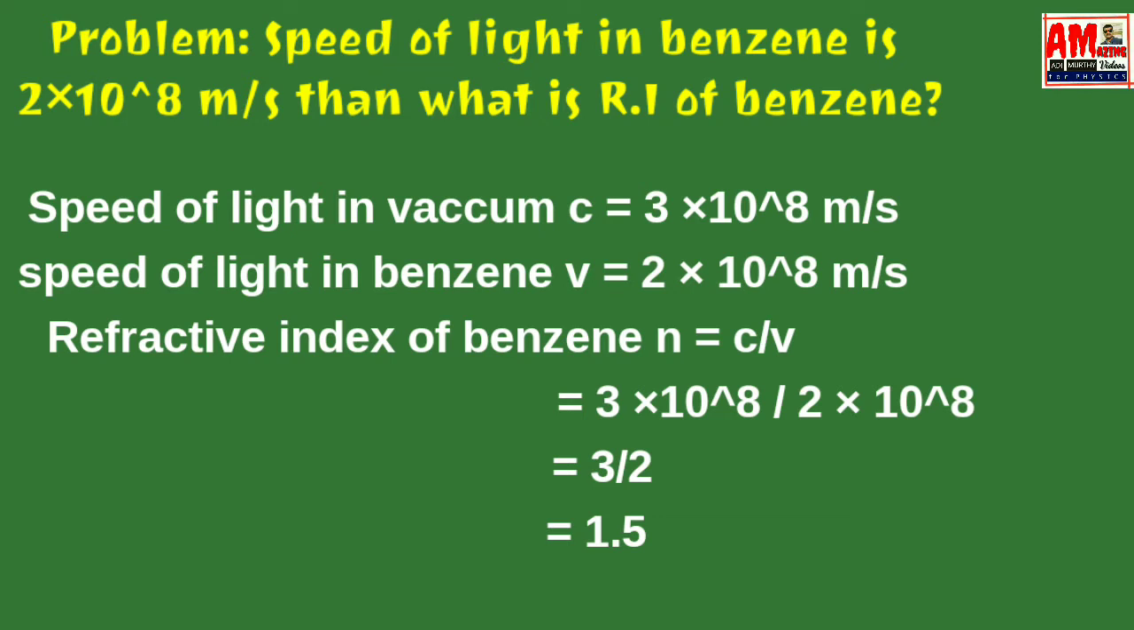meter per second. Then the refractive index of benzene N is equal to C by V, that is equal to 3 into 10 to the power of 8 divided by 2 into 10 to the power of 8. If you cancel 10 to the power of 8 and 10 to the power of 8, we get 3 by 2, that is equal to 1.5. Refractive index of benzene is equal to 1.5.